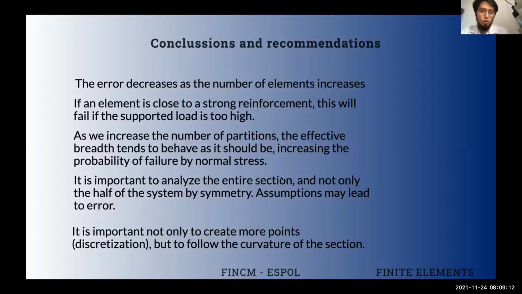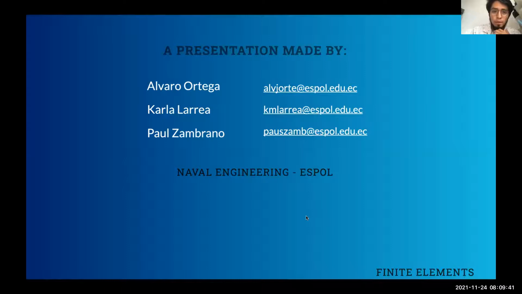One final recommendation is that for a better discretization, it's better to create not only more points between one element, but to create more points following the curvature of the profile of the system, because it's very different to create more points in a straight line than to follow the curvature. It's very different, but it's harder in terms of programming. It's a more complex program in that way.